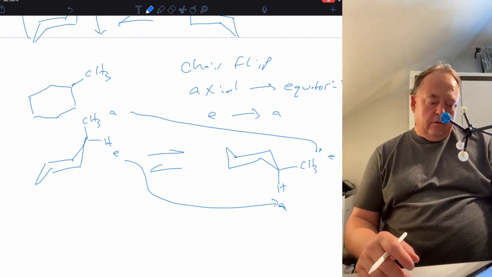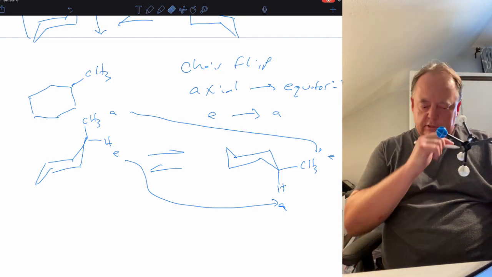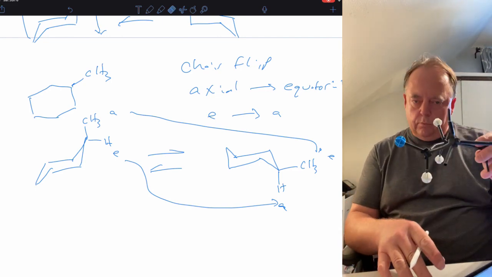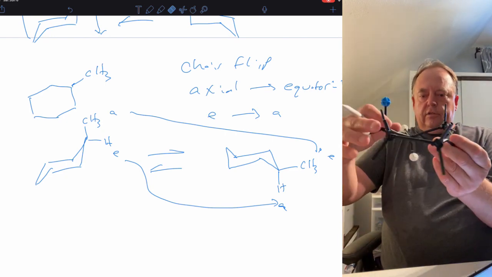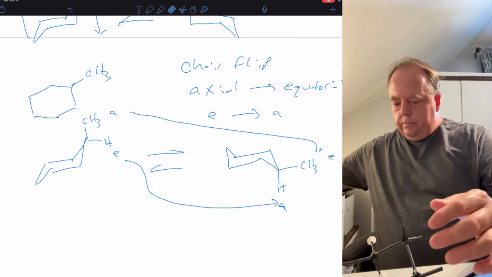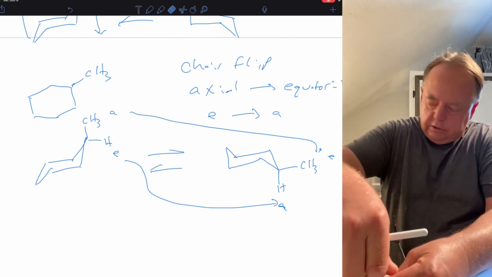Okay, so now these are not equivalent structures, because does the methyl group want to be axial, or does the methyl group want to be equatorial, or does it matter? So if we put it back axial, let me attach a couple other things to the ring so it's easier to see.